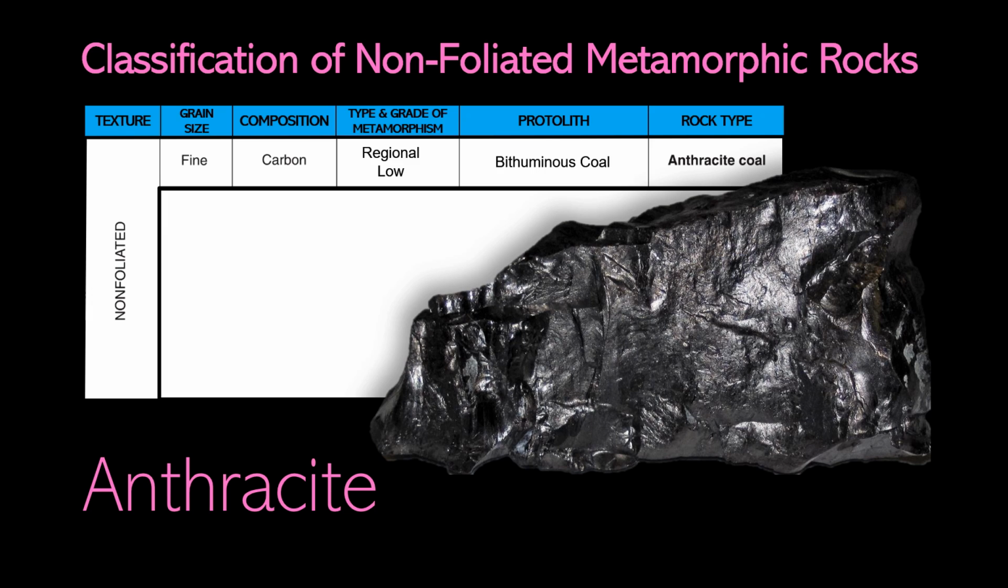It comprises 86 to 98% pure carbon, giving anthracite its high energy content and clean burn properties. Minor amounts of sulfur, nitrogen, and other minerals may be present as trace elements. Anthracite is considered a regional metamorphic rock, formed over large areas due to high pressure and moderate to high temperatures. Anthracite has the highest energy content of all coal types, making it highly efficient as a fuel.